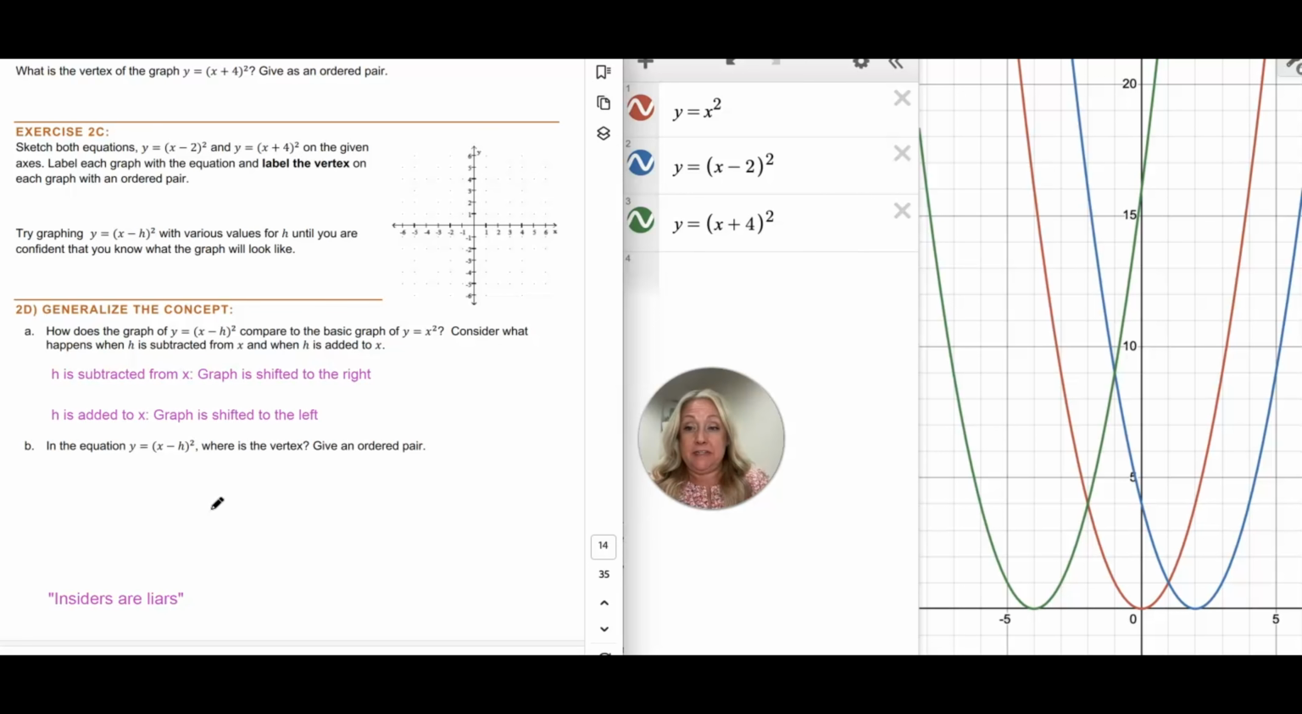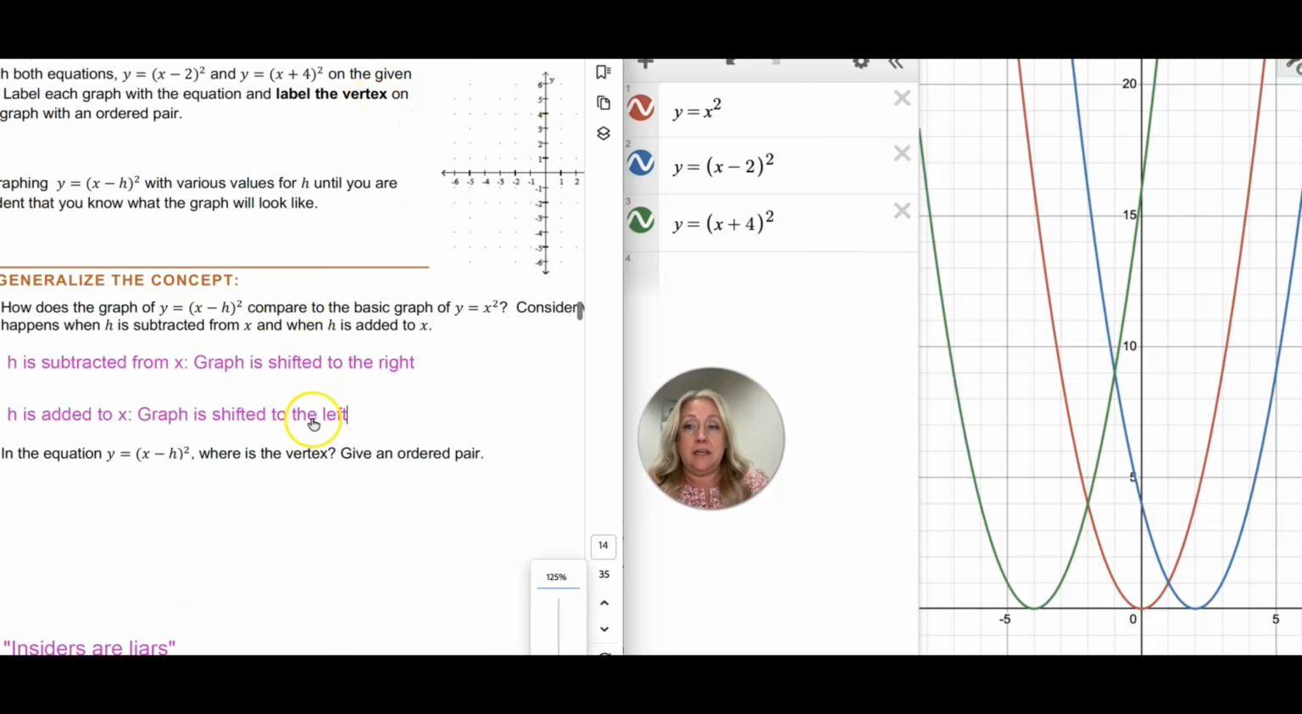All right, let's do this next part where it wants us to give a vertex in a general form. On this one, our h is moving the x value. So this time, whatever our h is going to represent, that's the x coordinate. And if you look at the graph, you can see they're all on the y-axis, so the y is at 0. I hope that was helpful.